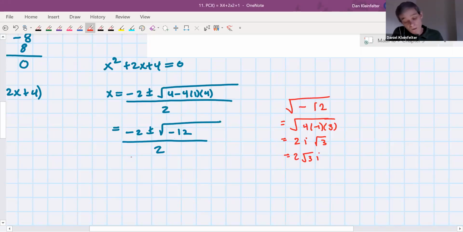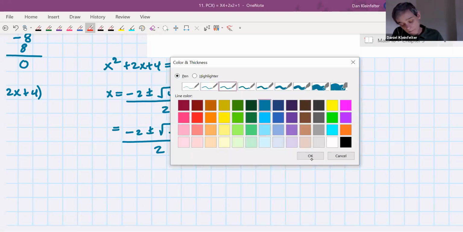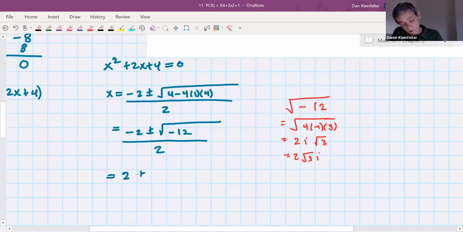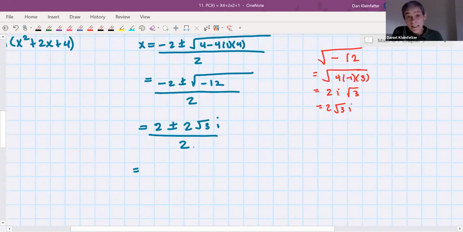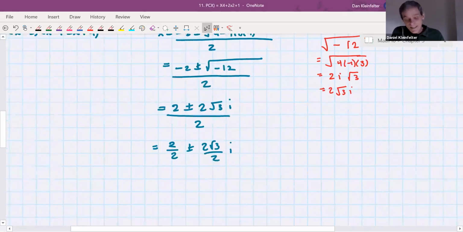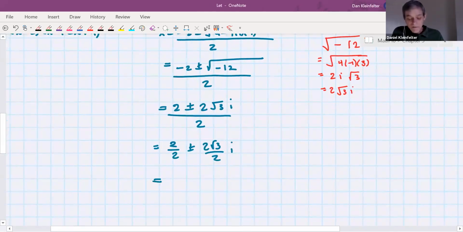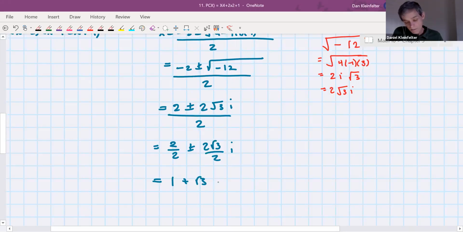That will be that radical that we have in the numerator. Okay? So we'll have negative 2 plus or minus 2 square roots of 3 times i. That will be all over 2. We're going to separate this into 2 separate fractions now. So we have negative 2 over 2 plus or minus 2 root 3 over 2 i. Okay, we're almost done. Each of these fractions simplifies. 2 over 2 is just 1. And then 2 root 3 over 2 is going to be root 3. And so we'll have 1 plus or minus root 3 i.